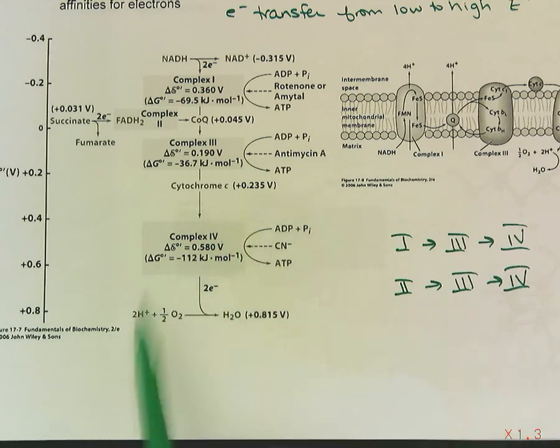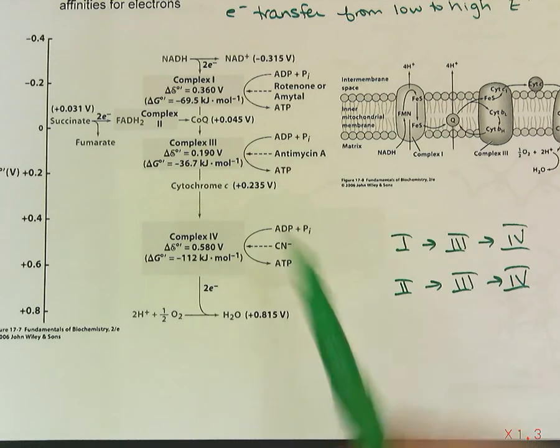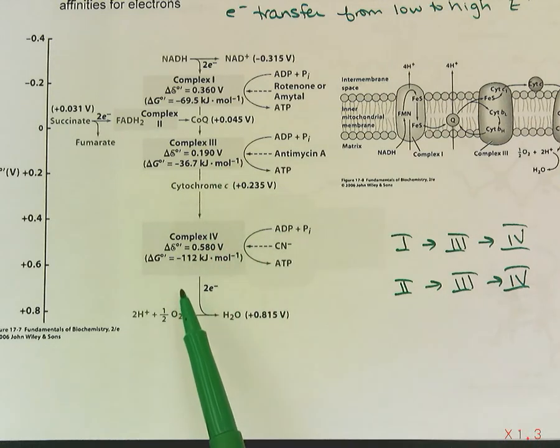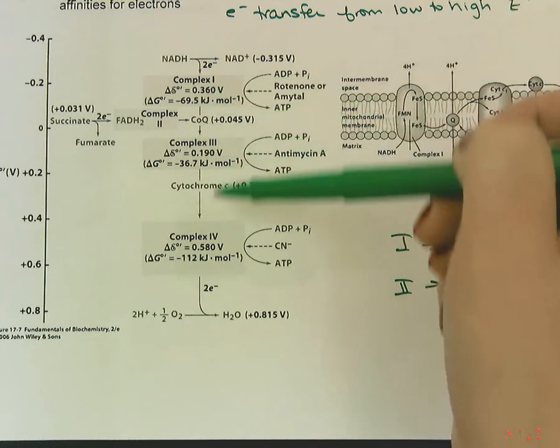Then if I go from complex 3 to complex 4, I'm going from plus 0.2 to plus 0.8. So again, I've gone from a lower value to a higher value. So the electrons are going this way.